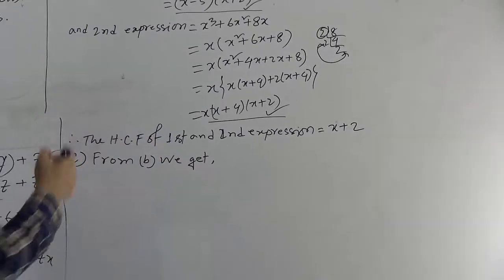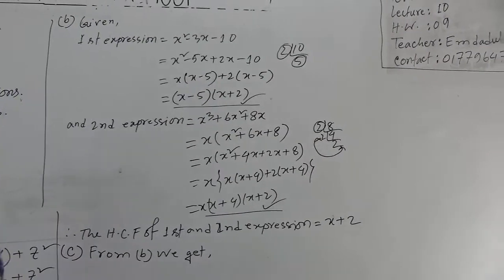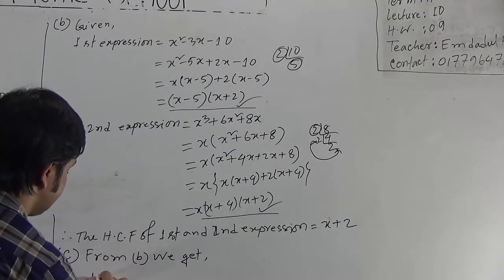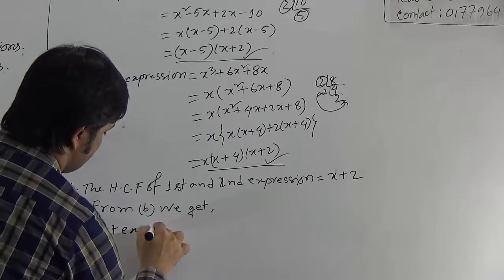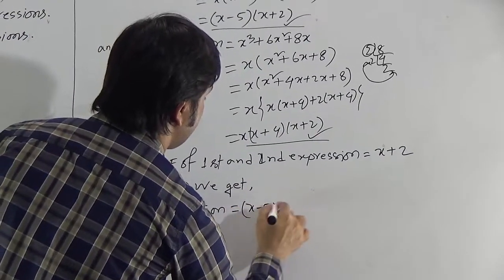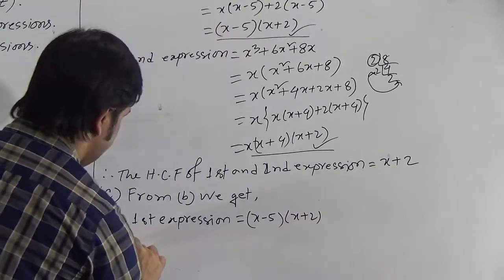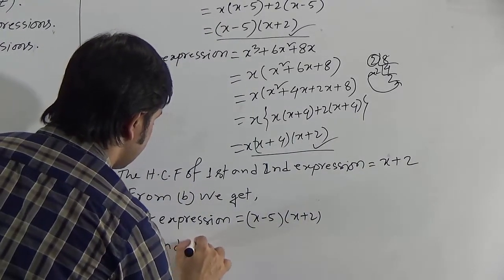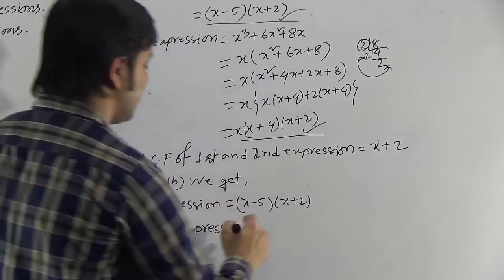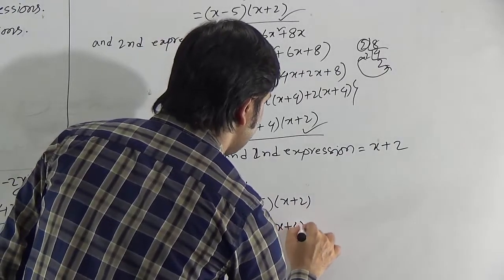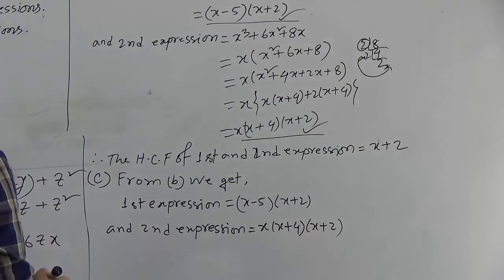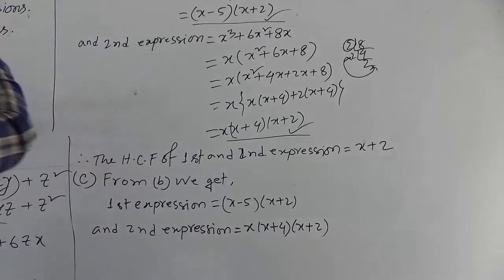as I have factorized the first expression and the second expression in B, I can take from B. From B we get the first expression x minus 5 x plus 2, and the second expression I can take from B, x into x plus 4 into x plus 2. Now I have to factorize the third expression.